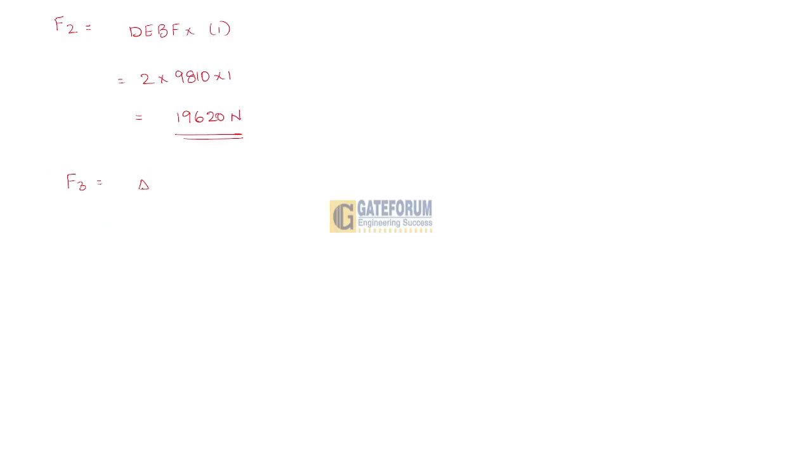F3 will be the triangle EFC, half EF into FC into a width of 1, half into 2 into 39240. From here you'll get 39240 as your force. So the location of force we need to know, right?